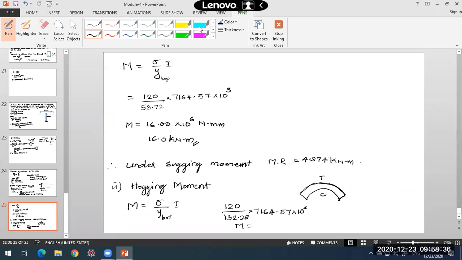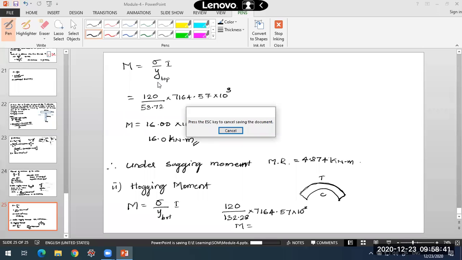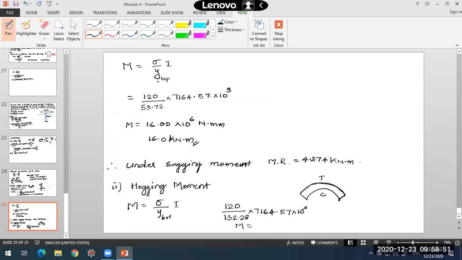Do it for the second case. The same procedure applies. Only thing is the bottom fibers are in compression, so when you substitute for y bottom, sigma should be 120 Newton per mm square. When you find the moment of resistance by considering the permissible stresses in tension, it will be y top, and sigma is 90.